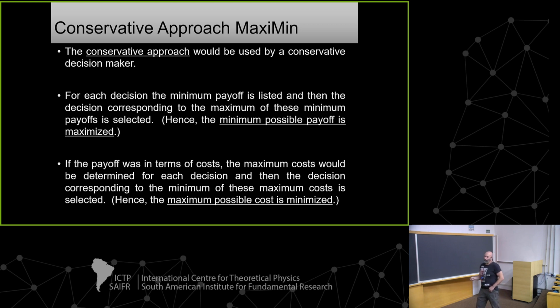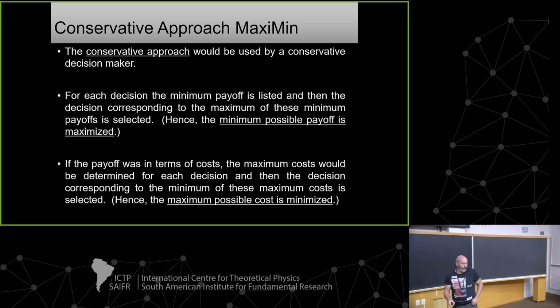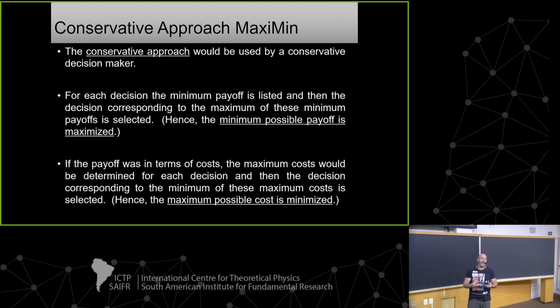So what you do is to choose the maximum payoff of the minimum payoff. In the example, it will be clearer. In the conservative approach, the idea is that each decision has a minimum payoff. For each decision, we have a maximum payoff and a minimum payoff, because it's not clear what is going to happen. So there is a probability. In terms of this probability, there is a maximum payoff and a minimum payoff.